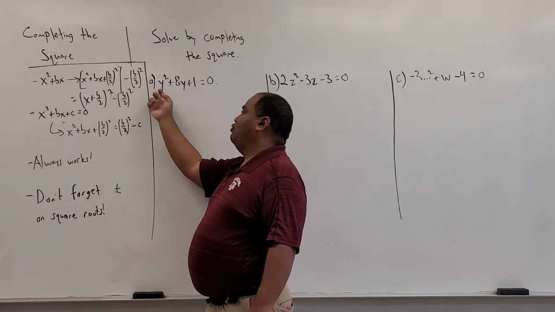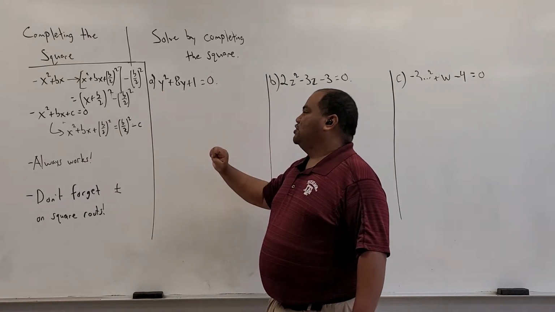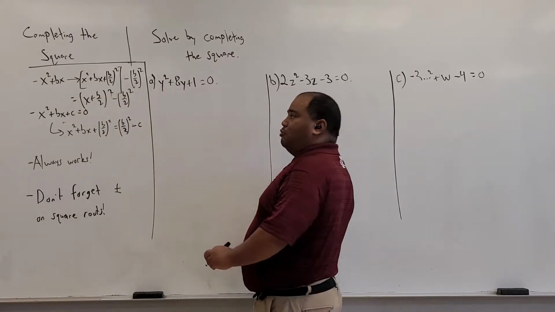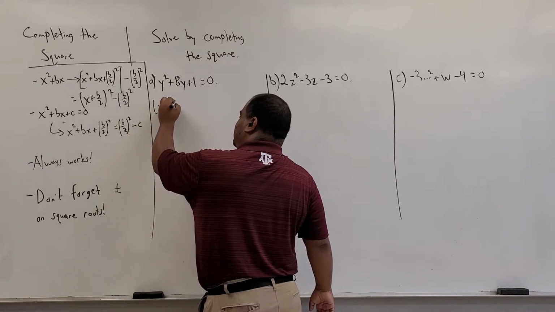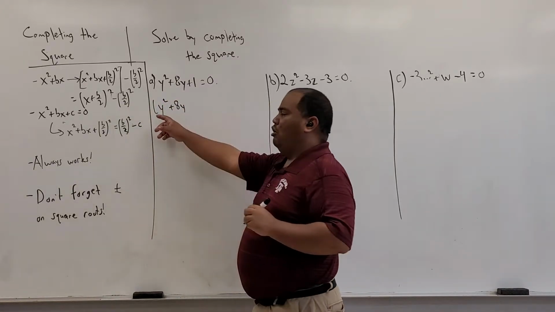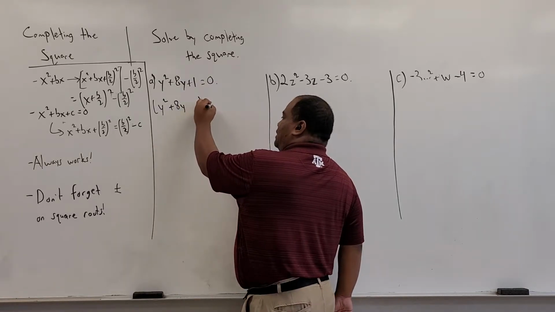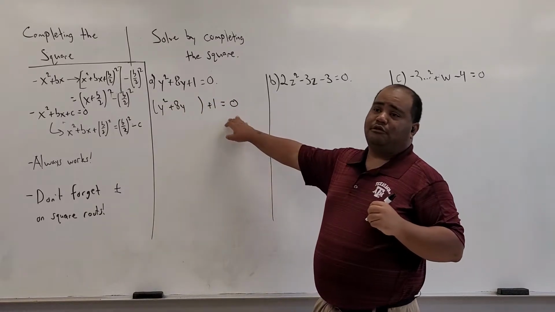We want to solve y squared plus 8y plus 1 equals 0. So the first step in completing the square, we're going to go ahead and write this out so that we're ready to introduce a new term here. So I'll write some parentheses here, y squared plus 8y, and I'm going to leave a space here for something that we'll add later, and then we'll have the extra 1 left over. And of course, this is set equal to 0.